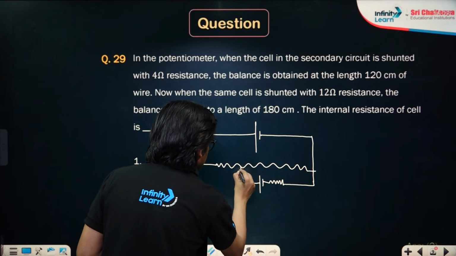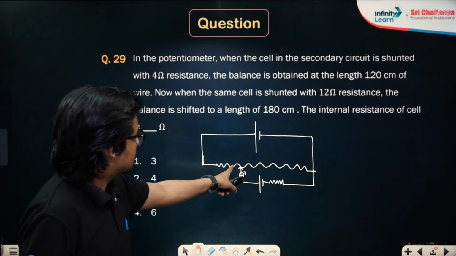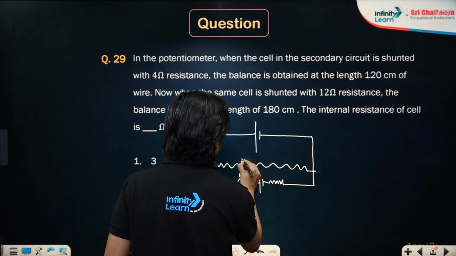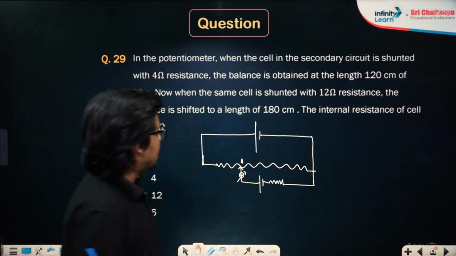Okay, and it can touch. Okay, it is in contact somewhere. It can touch this wire somewhere. Suppose this point is E, right? This length you can measure.